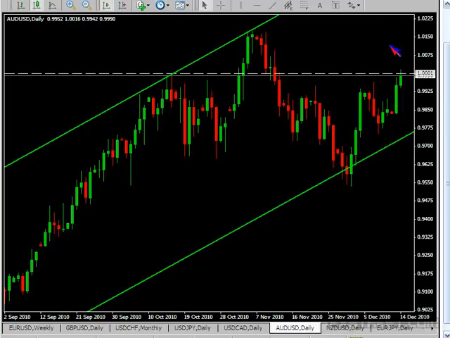If we expect the Aussie dollar to break out to the upside, above parity, it's got to happen soon. Today's the 14th, by the end of the week. And that's how we can kind of use the calendar to time these moves.